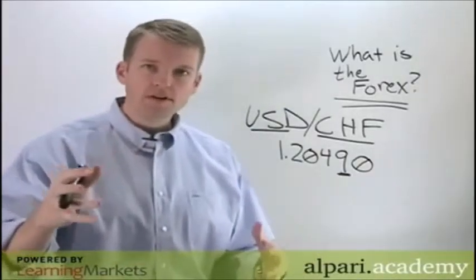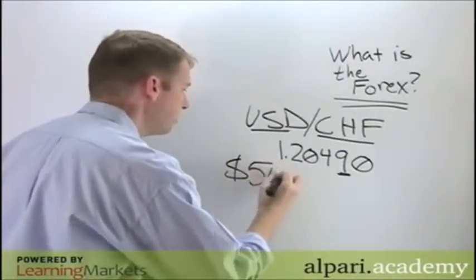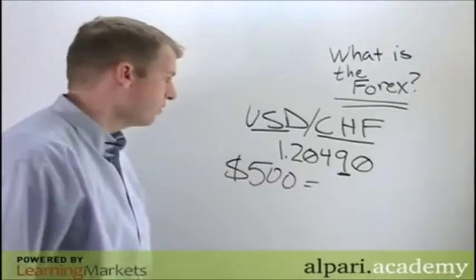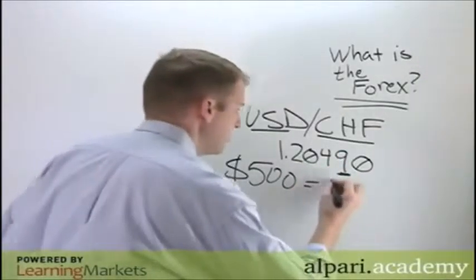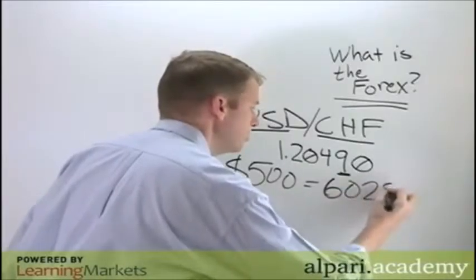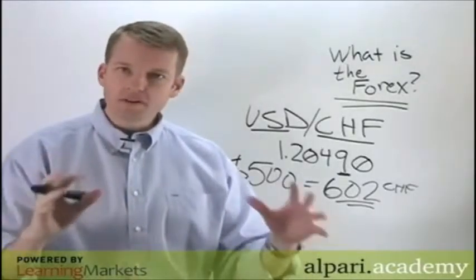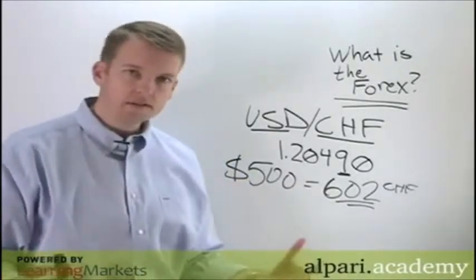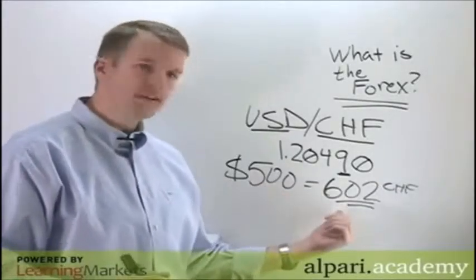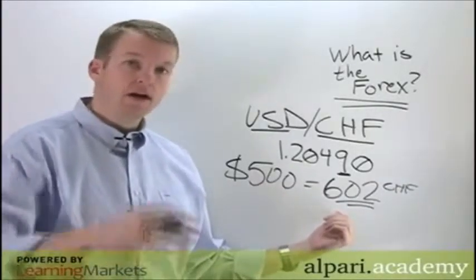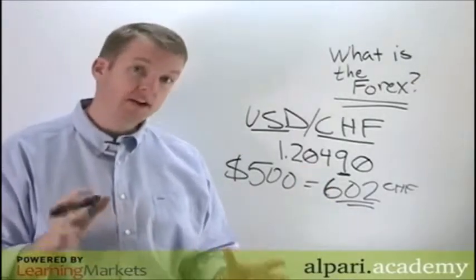Now, if we were to convert some spending money, so let's say, for example, we're going to turn $500 worth of spending money into francs at this particular exchange rate. Well, that's going to give us 602 francs. All right? So now we've done our first foreign exchange transaction. If you've ever traveled abroad, this is what you've done. So you've turned your domestic currency into another currency at the exchange rate. This is half of the foreign exchange transaction.